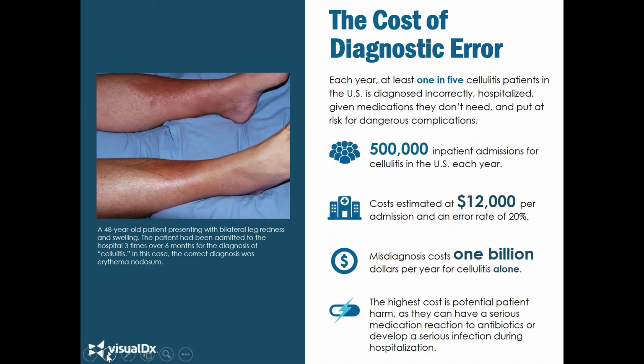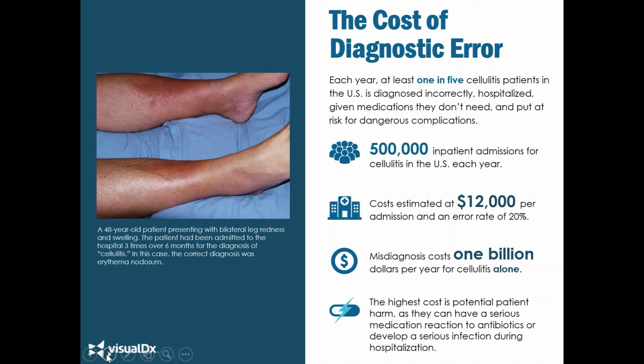Each year, 500,000 Americans are admitted into the hospital system for just one diagnosis, cellulitis. Just that one, 500,000. 20% of those people don't have cellulitis. That costs us about $12,000 per person, and overall in the industry, about $1 billion. But you know what? The thing that really worries us is the fact that those 20% are being given meds and being treated for something that they don't have. We're increasing harm for them, and that's alarming for us.